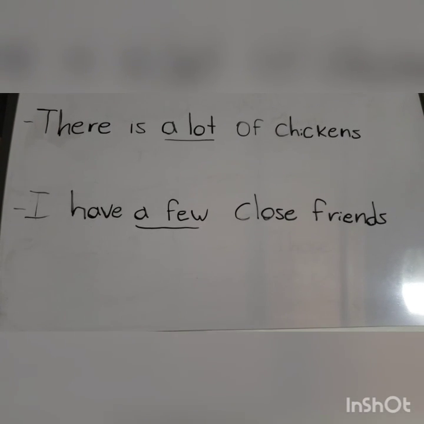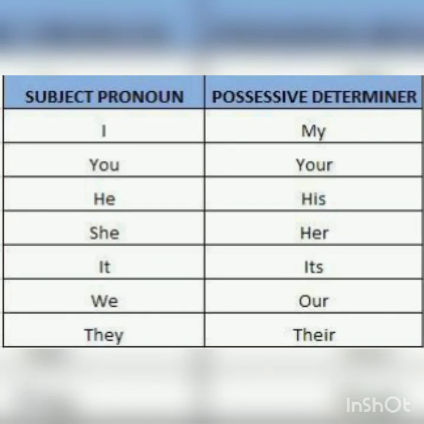There are other cases. Possessive determiners as well as possessive pronouns are used to determine ownership. Unlike possessive pronouns, you cannot use possessive determiners without a noun. We use possessive determiners to show who owns or possesses something. The possessive determiners are my, your, his, her, its, your, their, and our.